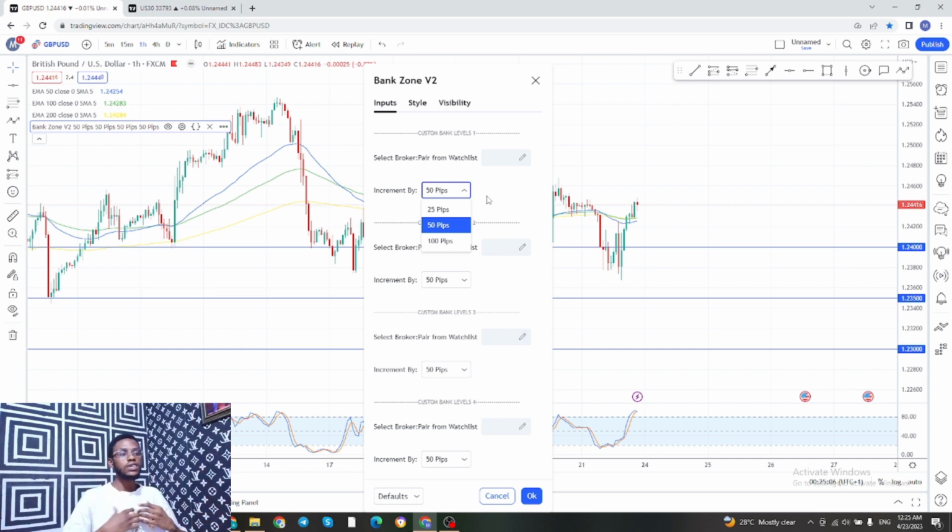And like I said, I'm a day trader, so I don't aim for getting 100 pips in just one trade. I just aim for getting like 50 pips and I'm out of there, right? Because I'm a day trader. So the increment is by 50. That's it, guys. I don't want more than that.